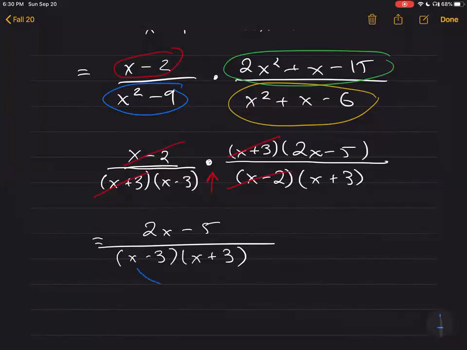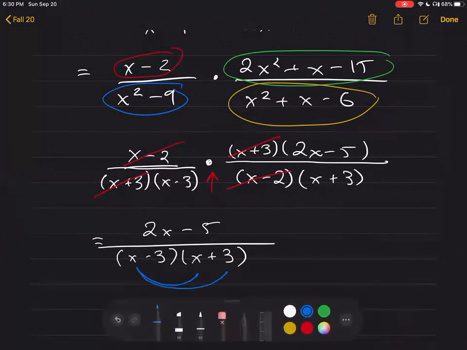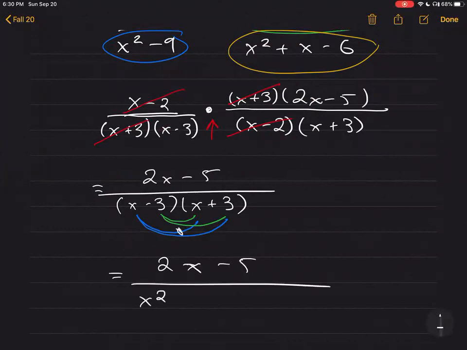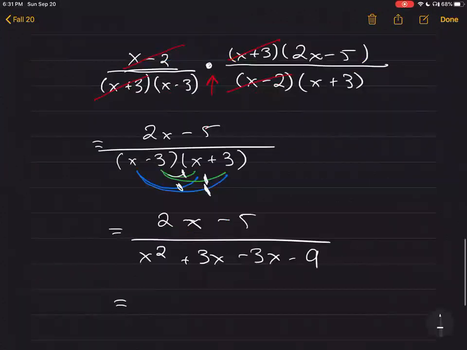And then if you want a complete answer, you have to FOIL those there. And so what you'll get is 2x minus 5, and then over, we're going to get x squared for this first blue line here, and then plus 3x for this second blue line, and then minus 3x for this green line, and then minus 9 for that second green line. So you get 2x minus 5 over x squared, those two cancel out, minus 9.